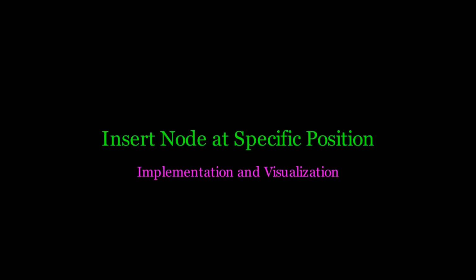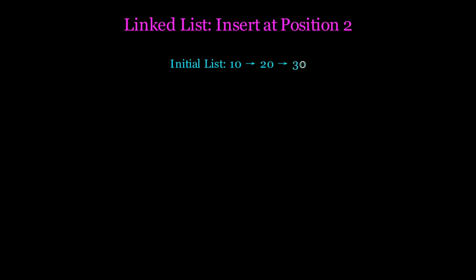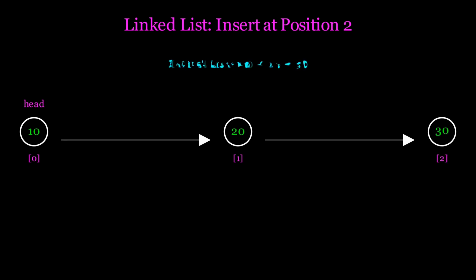Now let's explore how to insert a node at a specific position in the linked list. We have a linked list with 3 nodes. Our goal is to insert the new node with the value 25 at position 2, which means the new node should be between 20 and 30. First step, we create the new node with the value 25. This node is currently disconnected from the list.